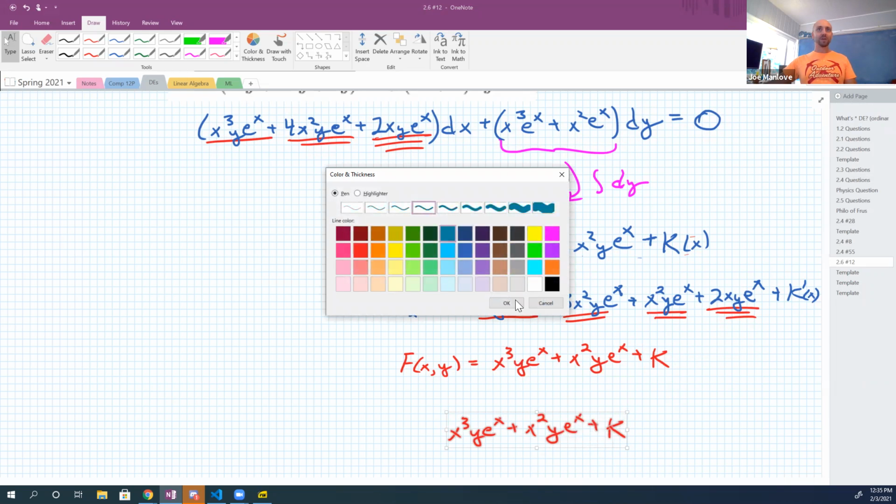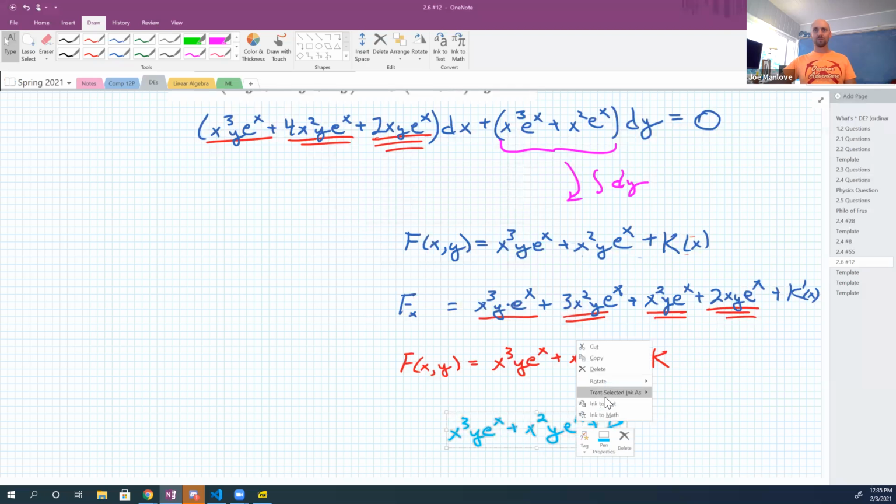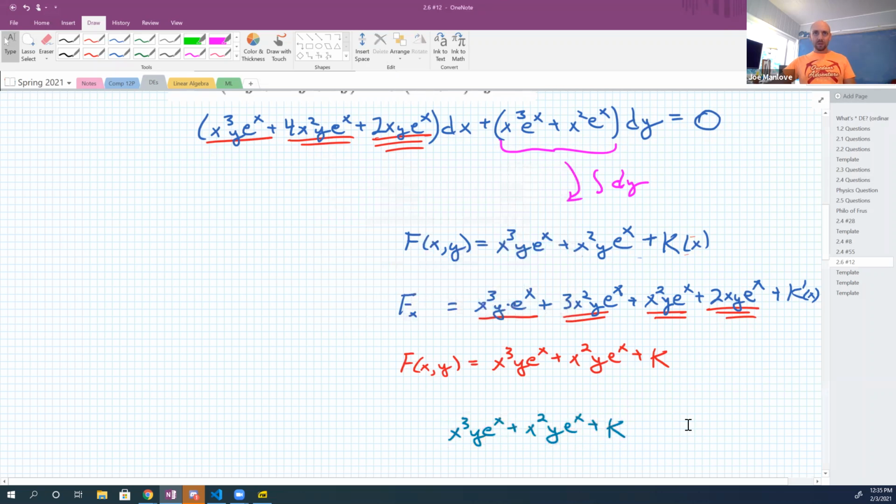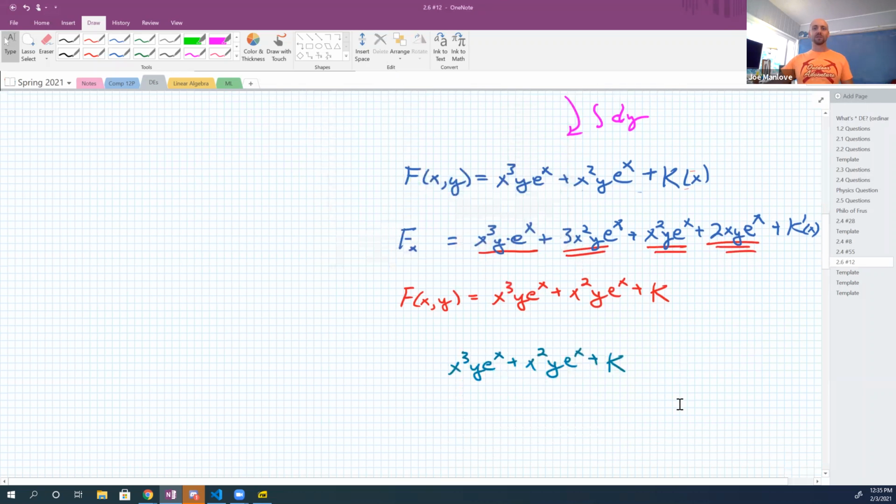I don't know why the blue in here is not quite the same. Is it this blue? It's still not quite the same.